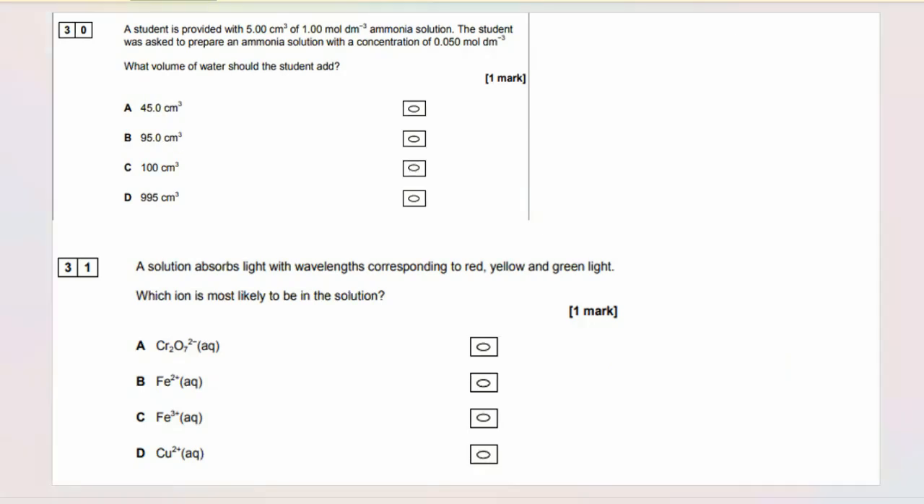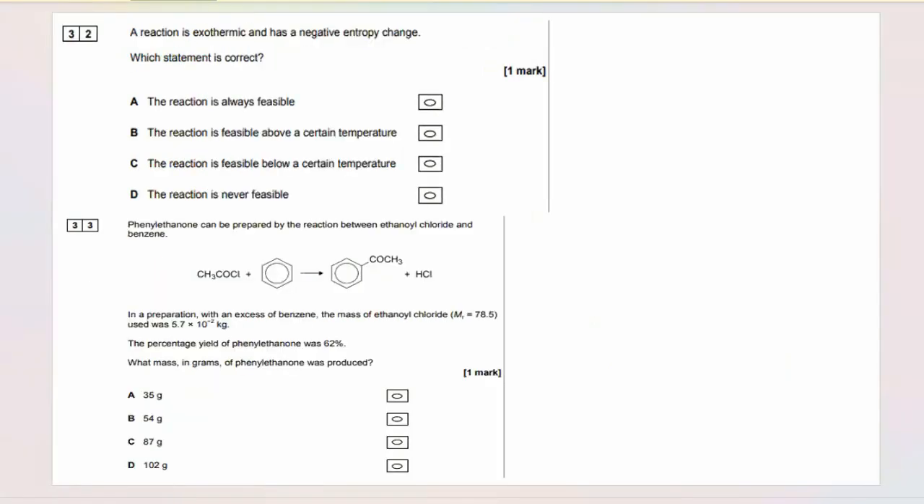Okay, question 32. Getting towards the end now. A reaction is exothermic, gives out energy, and has a negative entropy change. Which statement is correct? You just have to look up your entropy and know when reactions are feasible. The reaction is always feasible. The reaction is feasible above a certain temperature. The reaction is feasible below a certain temperature. The reaction is never feasible.